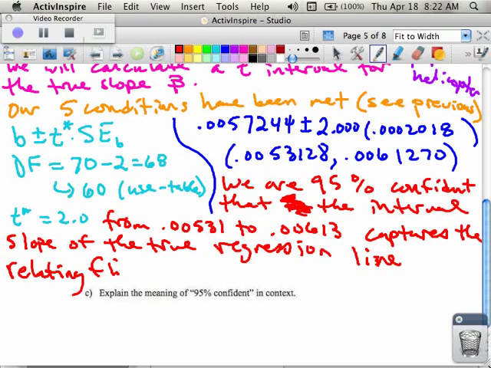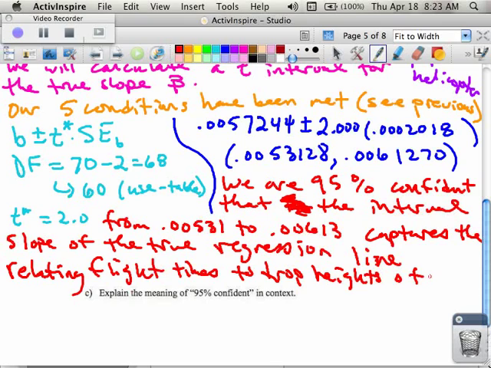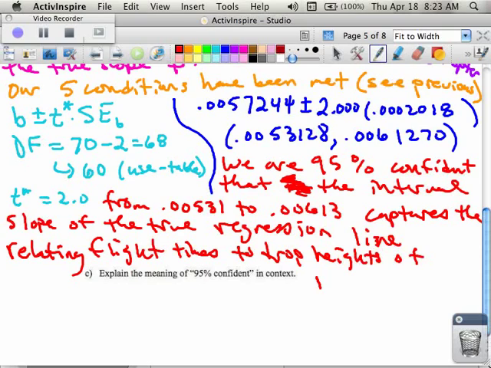Flight times to drop heights of paper helicopters.